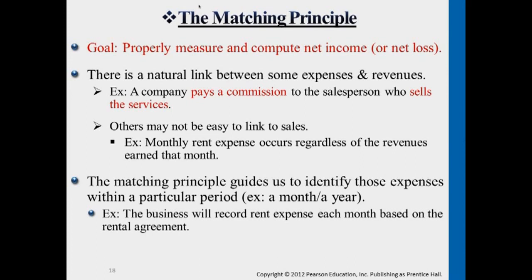Okay, so overall, the two principles, revenue recognition and matching principle, together will determine the amount of revenue that will be recorded this month, the amount of expenses recorded this month, and overall, what is the net income or net loss that's generated within a certain period of time. Okay, in summary, that's what these few slides mean.